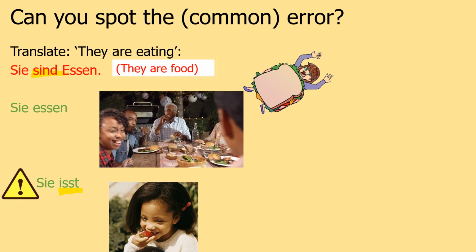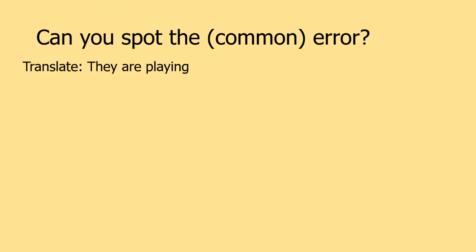Okay, so I've got another example here, the verb that we're quite familiar with, which is playing in German. So the task would be here, they are playing. So we're going to give a wrong translation firstly again. So the common error is to say Sie sind spielen. Okay, we see that all the time.